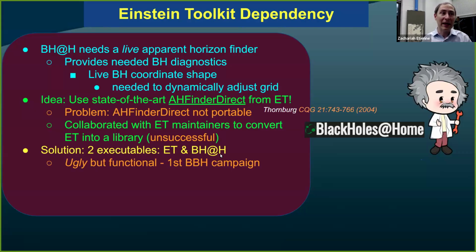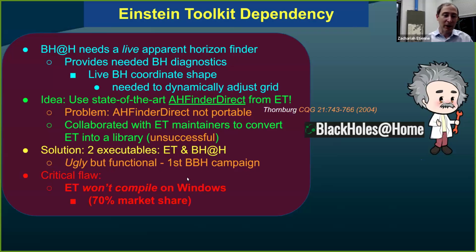periodically it would dump the metric data, two files, one per black hole, and then launch the Einstein Toolkit executable. In the Einstein Toolkit was a special thorn I had written that read in the data files one at a time, ran HFinder Direct on that, and then stored the output data from HFinder Direct to a file that Black Holes at Home would then read in. Super ugly. Of course, it was functional, and it definitely worked fine for our first binary black hole campaign.